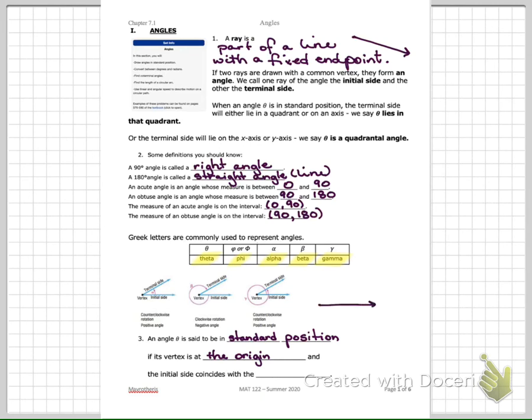So just a reminder, our X is our horizontal axis, our Y is our vertical. So we're setting our vertex right at that origin where the X and the Y axis intersect. So an angle theta is said to be in standard position if its vertex is at the origin and the initial side coincides with the positive x-axis. And that's it for terminology on page 1.